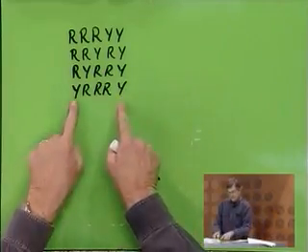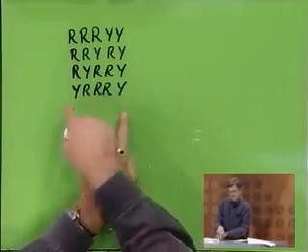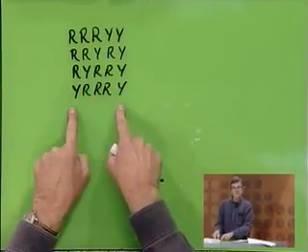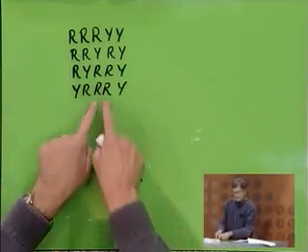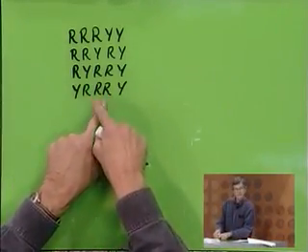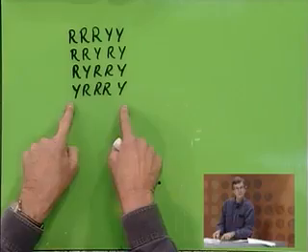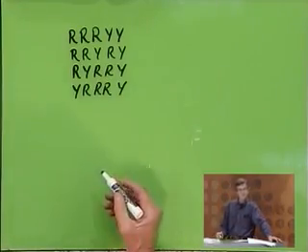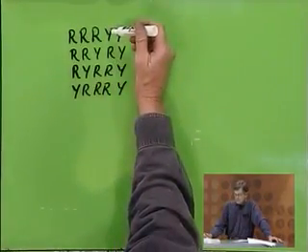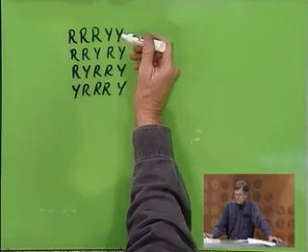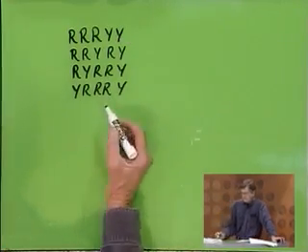But you notice if I were to switch these 2 yellows right here, that would still be the same arrangement. That's why I divided by 2 factorial. And if I switch any 2 of the 3 reds right here, that would still be the same arrangement. That's why I divided by 3 factorial. Now, what I've done is I've moved this yellow all the way through. Now let's move this second yellow all the way through.